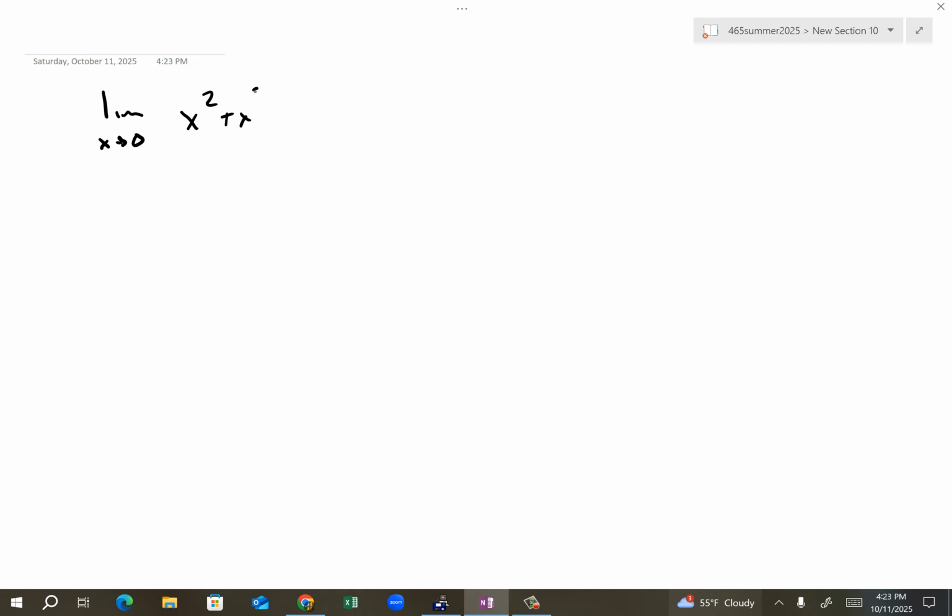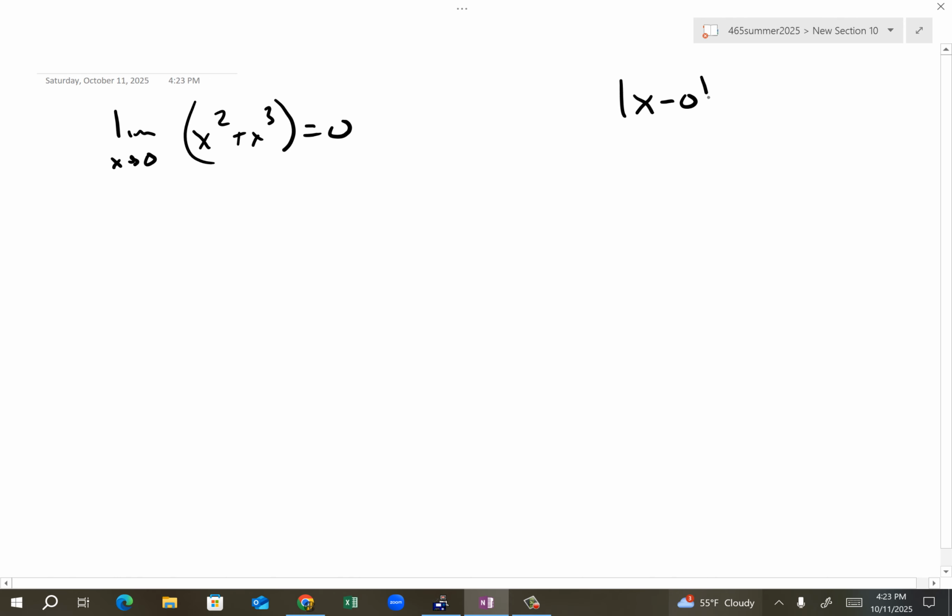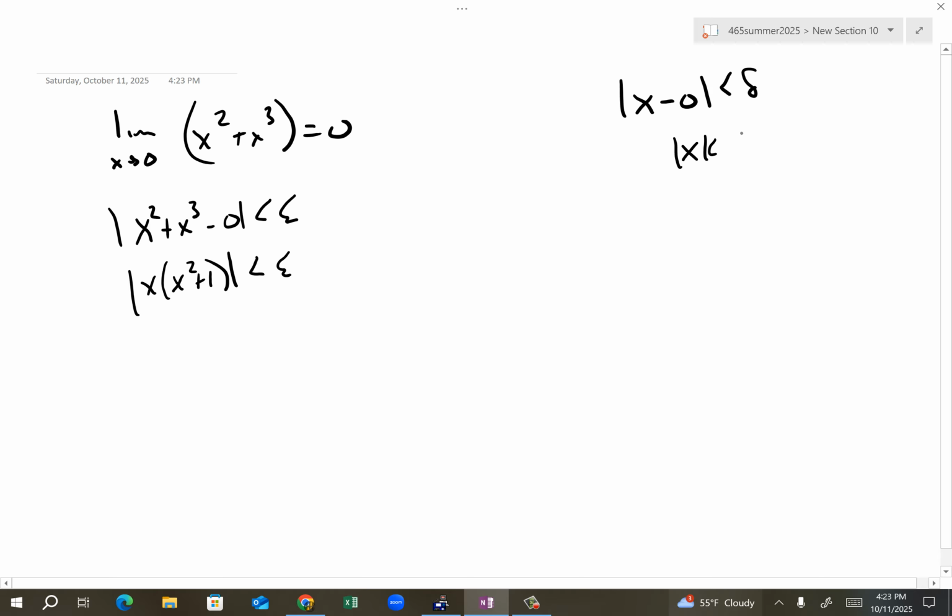The limit as x approaches 0 of x squared plus x cubed equals 0, obviously, right? So you're going to get the absolute value of x minus 0 is less than delta. Okay? So x squared plus x cubed minus 0 is less than epsilon, right? That's how we set it up every time. Don't need the 0, but I can factor an x out, and I get x squared plus 1 times x. And, of course, the absolute value of x is less than delta, right?